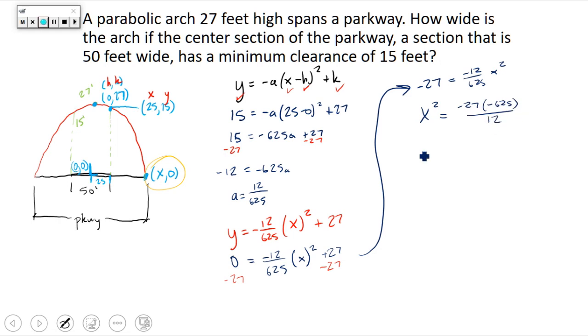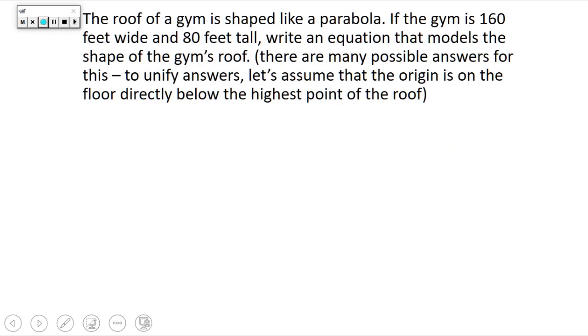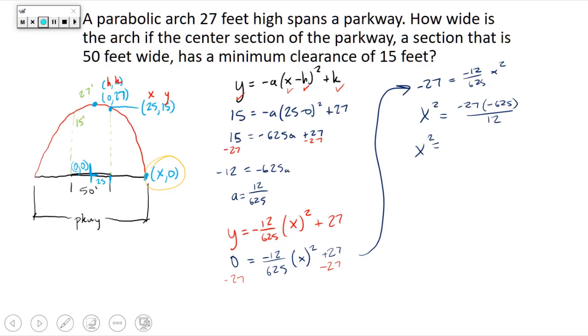I don't know what that is. x squared is equal to 16,875 divided by 12. We just need the square root of this. Whatever the square root of this is, 37.5.